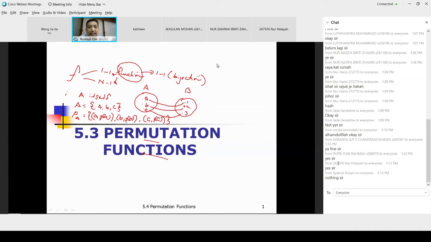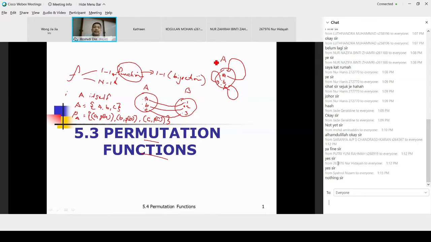How do we visualize the idea? The idea is like this one. We have A, B, C. So A maps to A, B maps to B, C maps to C. That's the idea or the concept of permutation function. So far okay? What is permutation function? Class, okay with this idea?